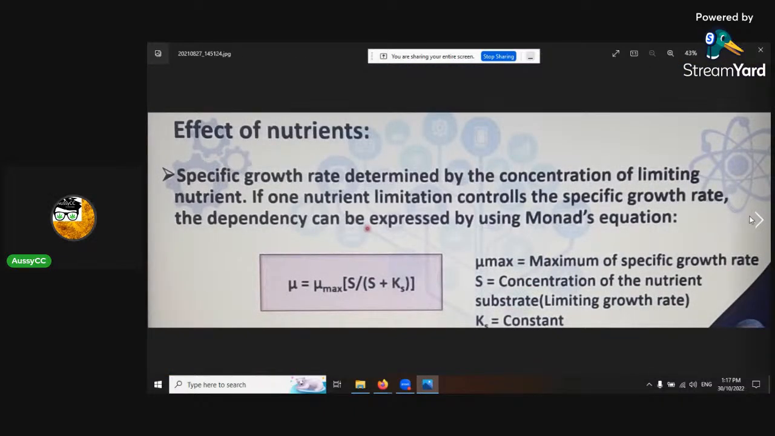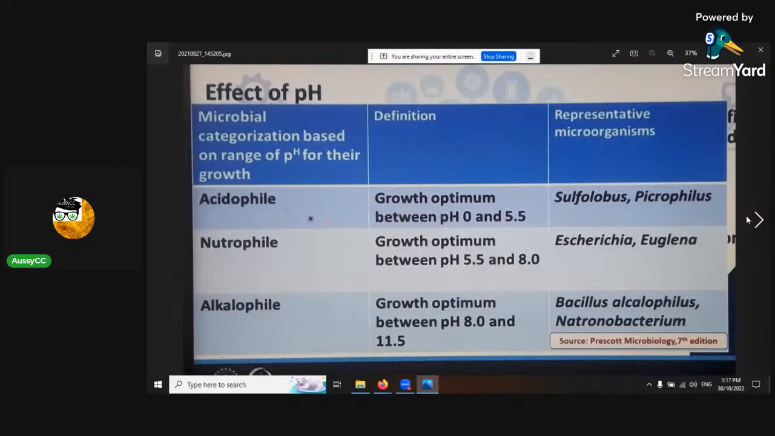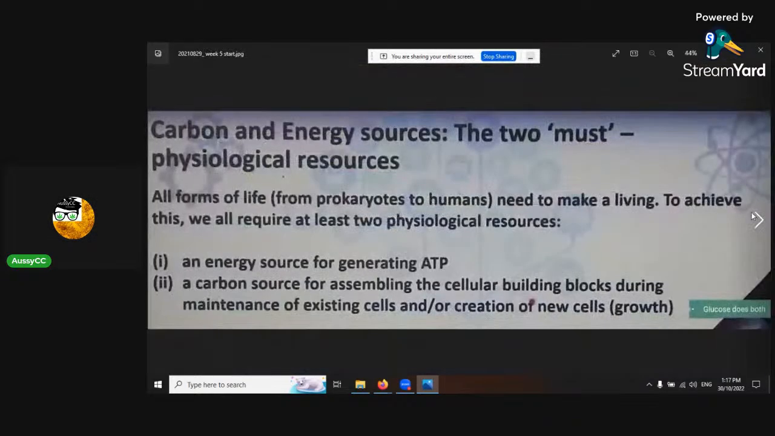Effective nutrients, it's your formulation. Effectiveness of pHs, yes. Acidophiles, neutrophiles, alkaliphiles. So neutrophile is what growth mediums are referring to. Acidophiles below 5 and alkaliphiles over 8. Righto. Carbon energy sources. Glucose does both. Wow.